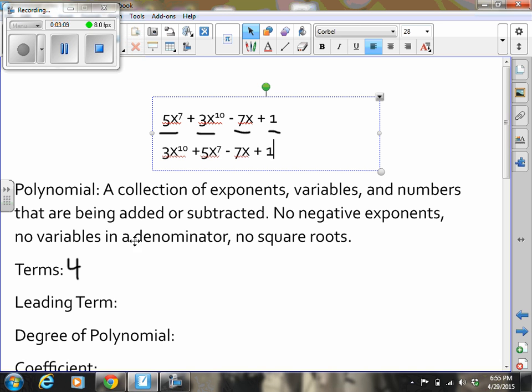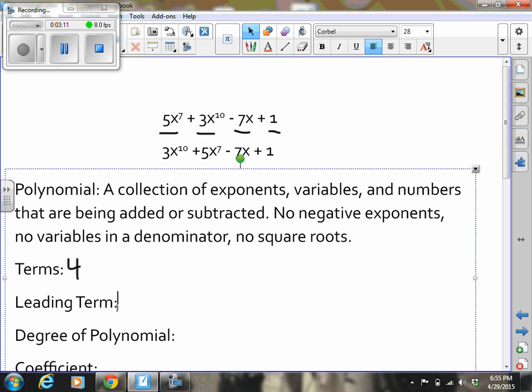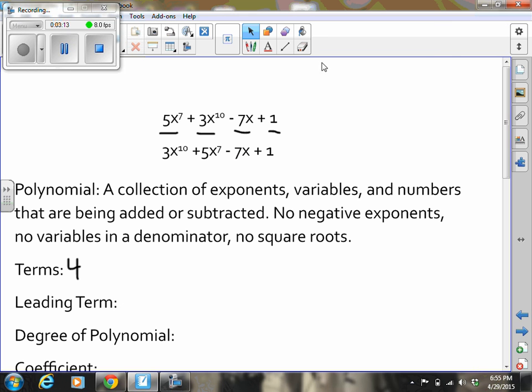So if I wanted to realize what my leading term was here, my leading term would be that highest power term, which would be 3x to the 10th. The degree of my polynomial is the highest power. So this polynomial has a degree of 10.